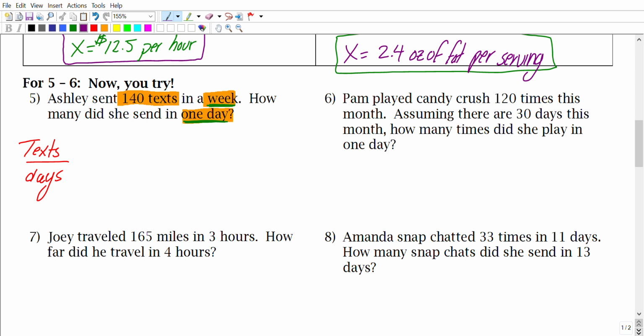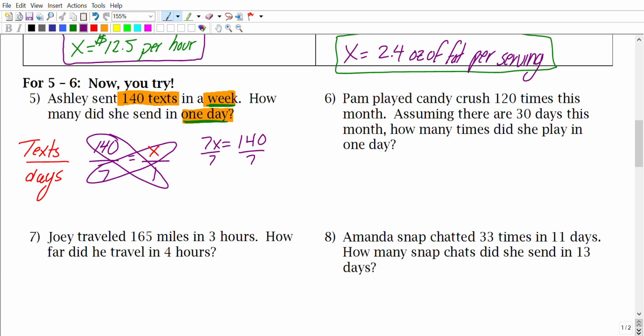All right, so we had 140 texts over in 1 week, but remember 1 week was 7 days. Now if I write my proportion, again, I want to know how many in 1 day, so I put my 1 at the bottom and my x in the top. All right, so let's cross multiply here. So what do we get? Let's see. We get 7x equals 140. Divide by 7, divide by 7.